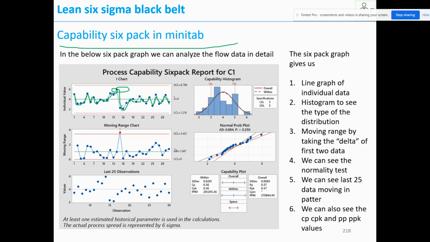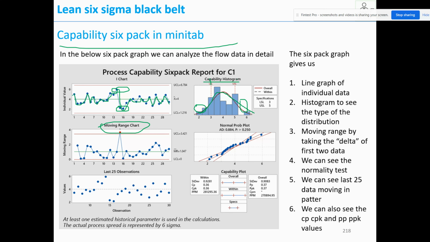So a few points are a little bit toward max and a few points are out of spec as well. Now coming to the second graph, it is a histogram. This is a specification. You can see some part we are producing out of specification also, and it tends to be a normal distribution. Coming to this third chart, it is a moving range.